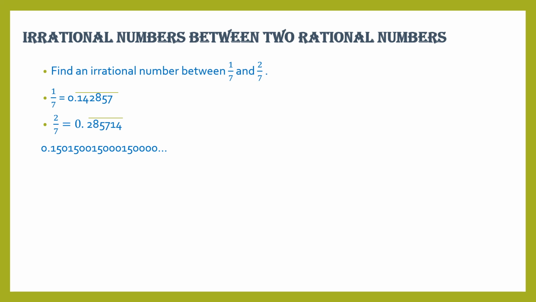Now you have to write an irrational number in between. For that, you just have to write one decimal expansion which is non-terminating and non-repeating. That is, the digits should not be repeated and it should not terminate anywhere. So we have written one example, 0.15 and so on, continuing.